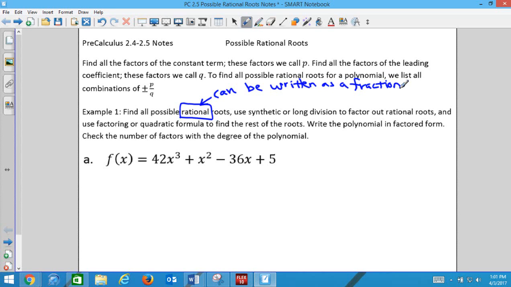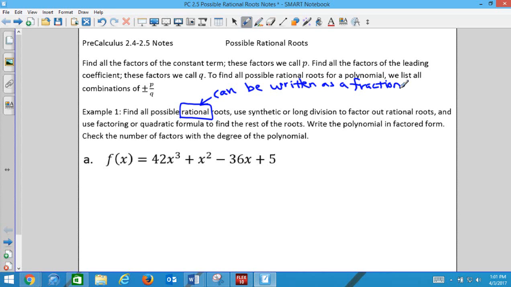Like, why would you want the irrational roots? Well, we're going to find all the roots so that we could graph one of these babies by hand. So we need all of the roots. The rational roots we're going to find a lot easier than we can find an irrational root. Irrational would be a number that is a decimal that goes on forever and it does not repeat.